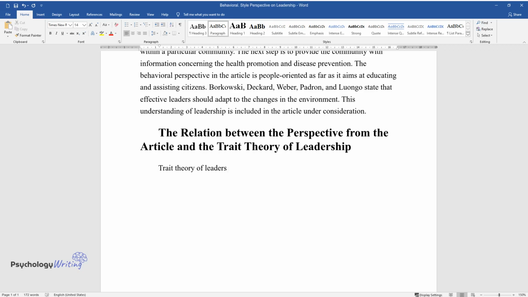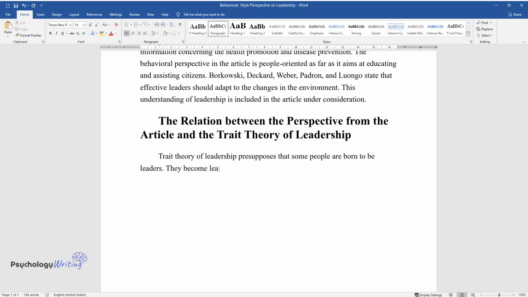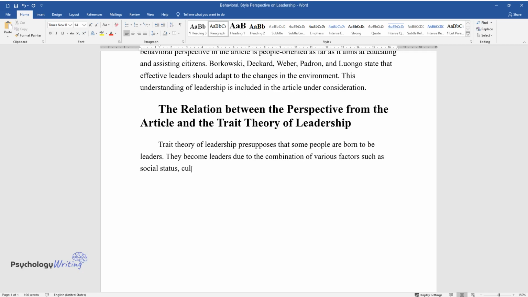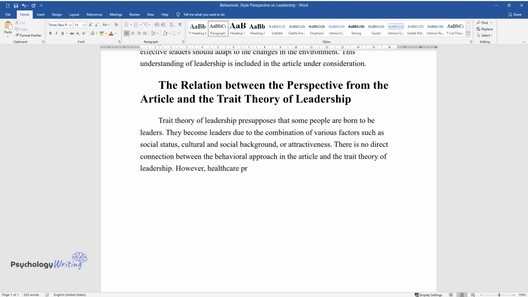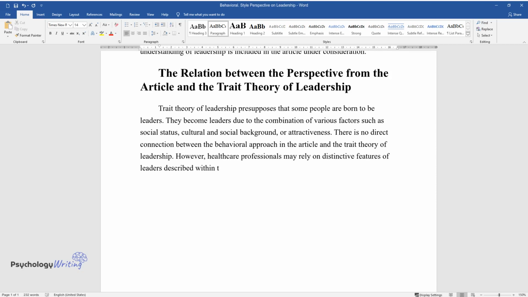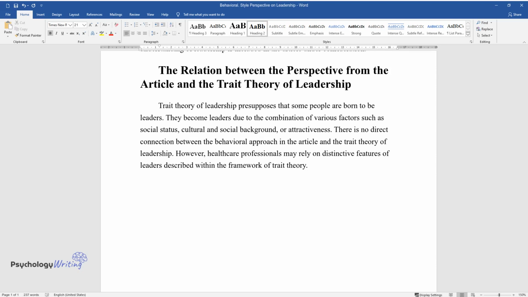Trait theory of leadership presupposes that some people are born to be leaders. They become leaders due to the combination of various factors such as social status, cultural and social background, or attractiveness. There is no direct connection between the behavioral approach in the article and the trait theory of leadership. However, healthcare professionals may rely on distinctive features of leaders described within the framework of trait theory.